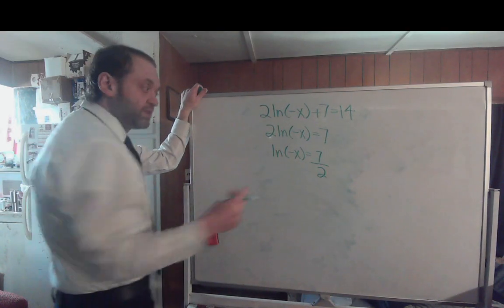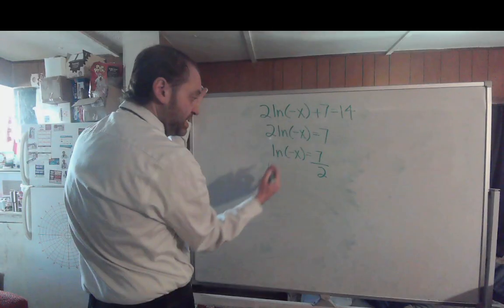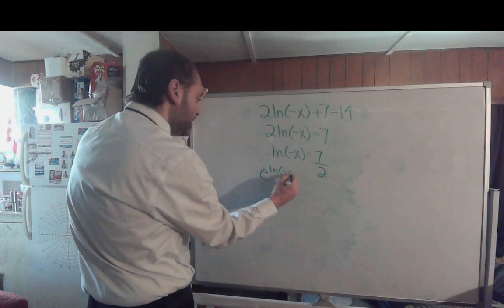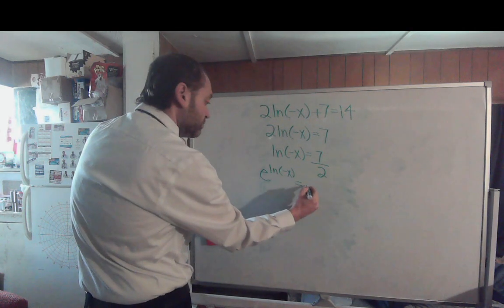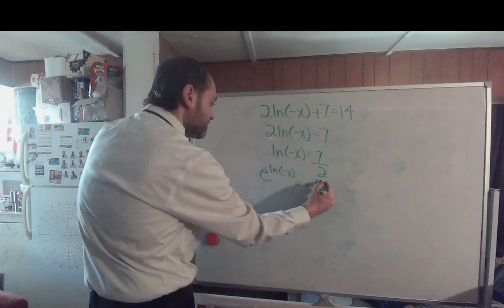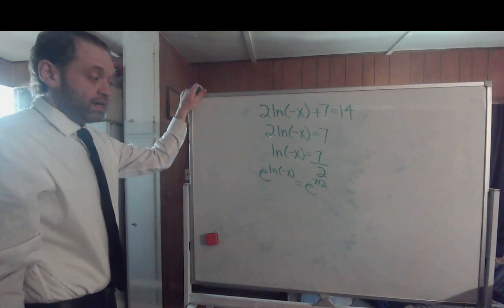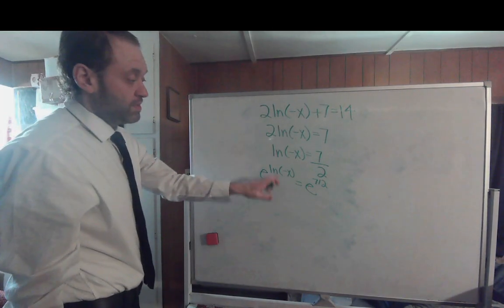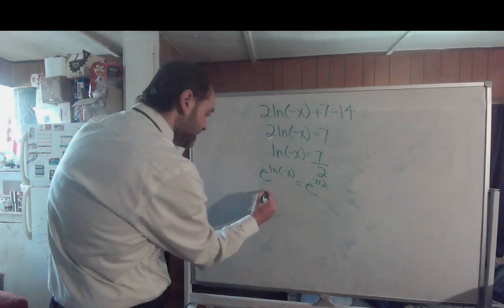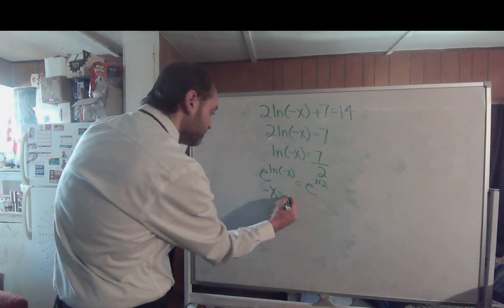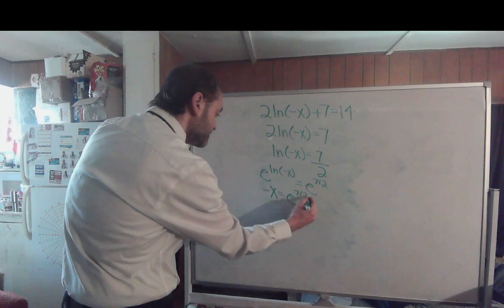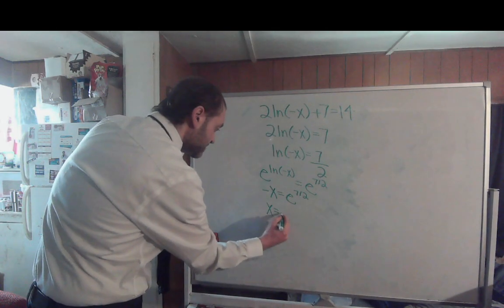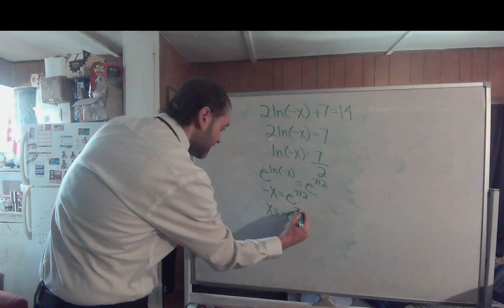Now take e to the power of both sides to get that -x by itself. So e to the natural log of -x equals e to the 7/2. Alright, so now what you have is the log will cancel on the left-hand side. You'll have negative x equals e to the 7/2. Now to solve for x, you would get x equals negative of e to the 7/2.